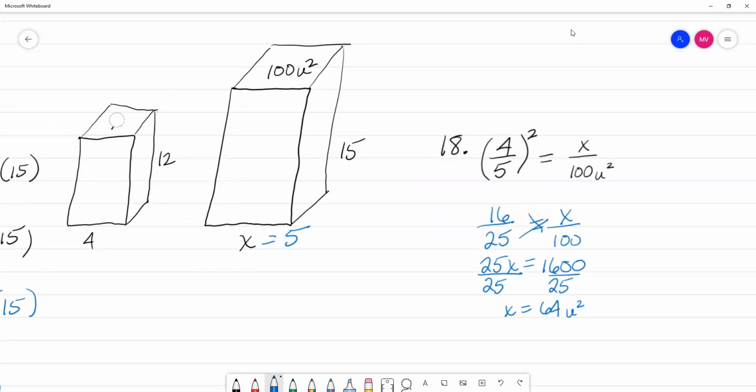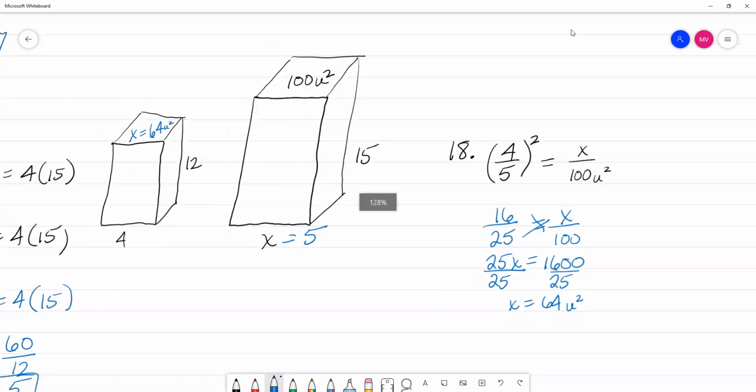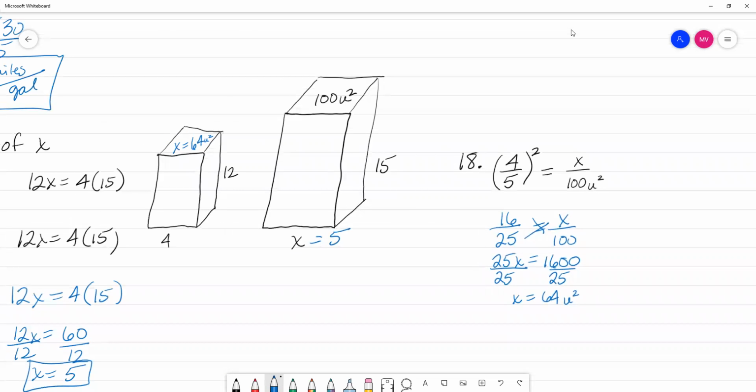That is the area of the base of the smaller figure. Now, does that make sense? Should the area of the base of the smaller figure be a smaller value than the area of the large figure? Okay, so if you got that, you were good.